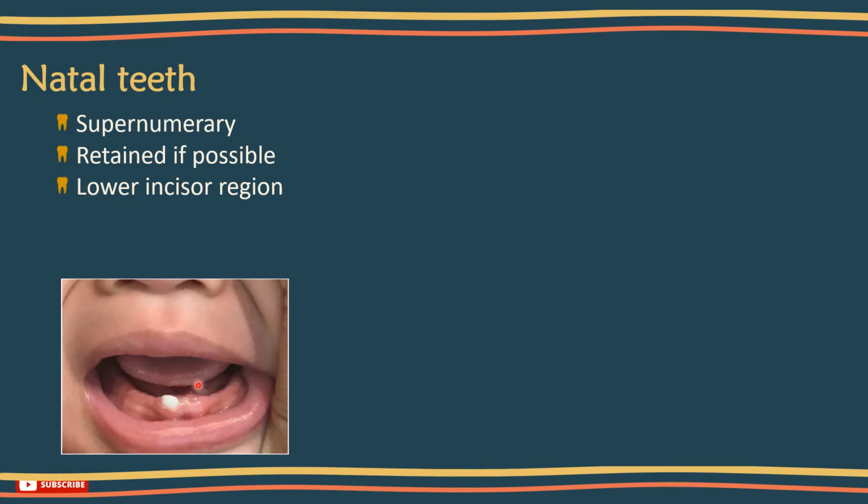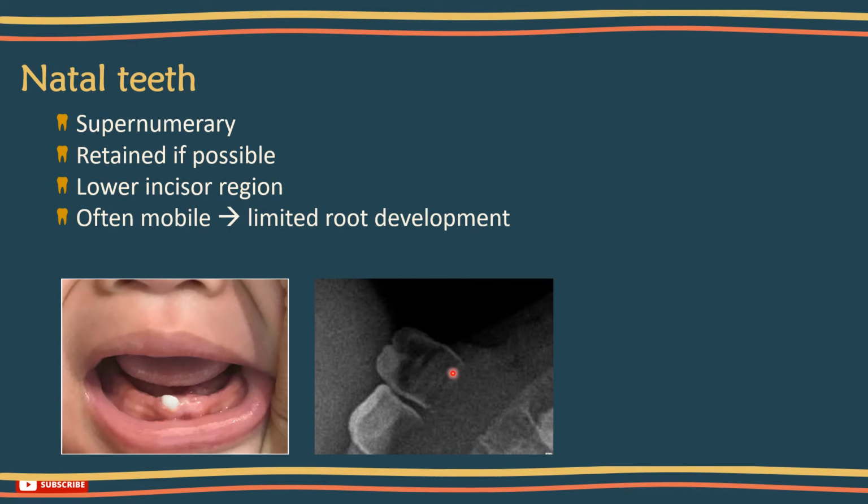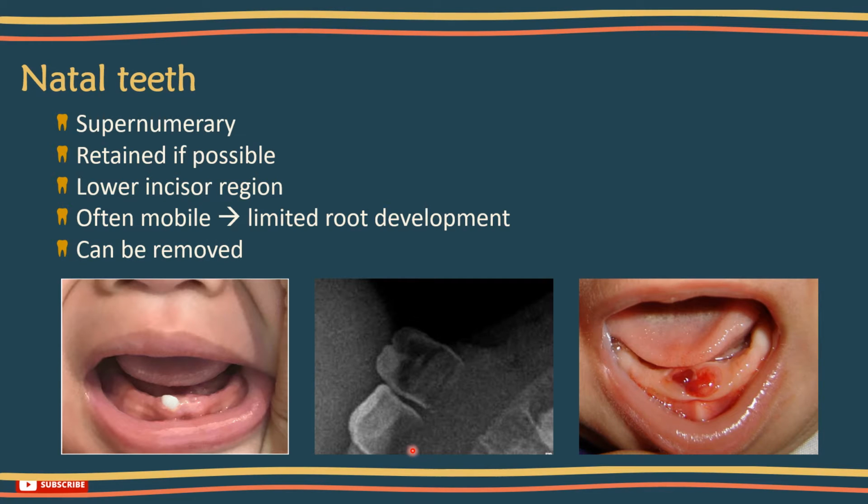Because of limited root development at that age, they are often mobile and weak. If in danger of being inhaled by the child, or they cause problems with breastfeeding and discomfort for the mother, they can be removed, usually with no local anesthesia, or some topical local anesthetic gel or spray can be applied.